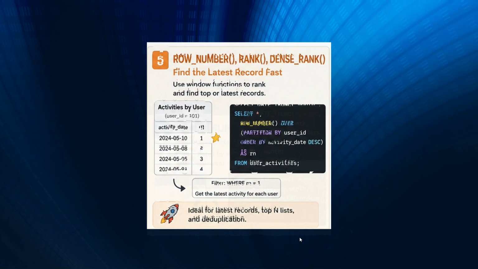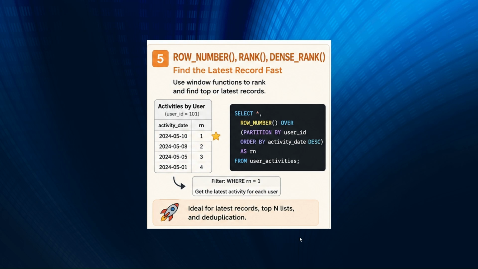Moving on to fifth function. ROW_NUMBER. Find the latest record fast. Sooner or later, someone will ask, can you get the latest activity for each user? Old me used subqueries for this. It was slow, painful, and ugly. Then I discovered this function.